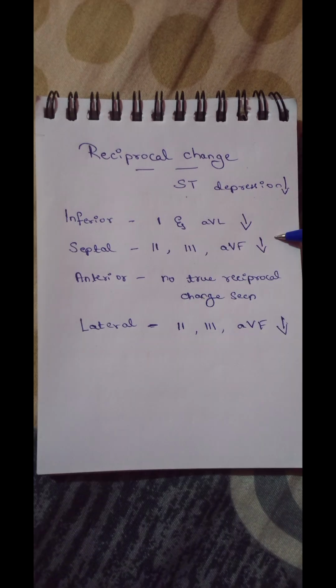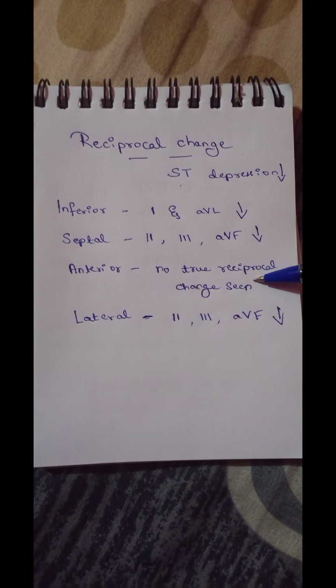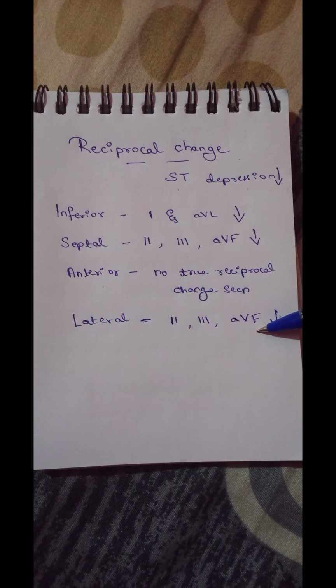And in case of anterior wall MI, we will not find any reciprocal changes because we can't see the posterior lead, as you know. And in case of lateral wall MI, we will see the ST depression in 2, 3 AVF, that is the inferior leads. So these are the things.